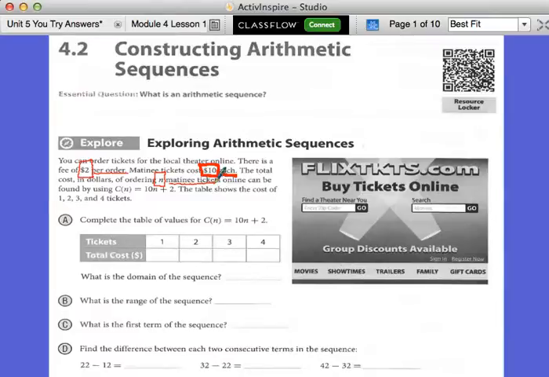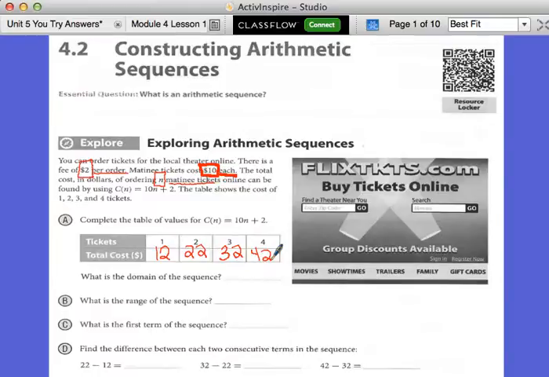The table shows the cost of 1, 2, 3, and 4 tickets. So here we know that if we plug in our numbers, usually whatever we plug in for N is our position. In this case, the position in the sequence is the number of tickets we're purchasing. So if we plug in 1, we know that 10 times 1 is 10, and that's going to be $12. And if it's 2, that's going to be $22. And 3 is going to cost us $32. And 4 will cost us $42.